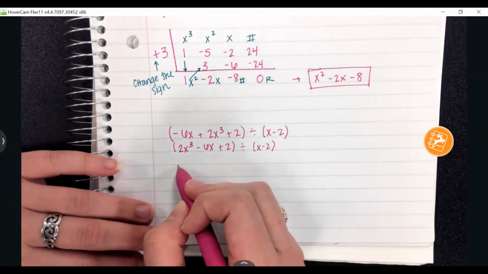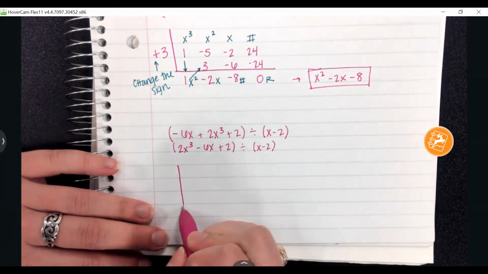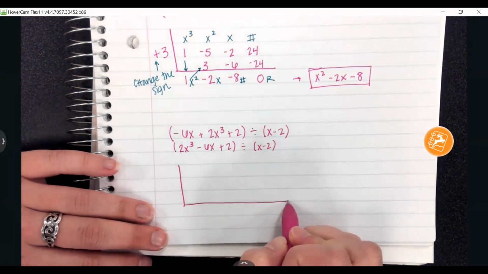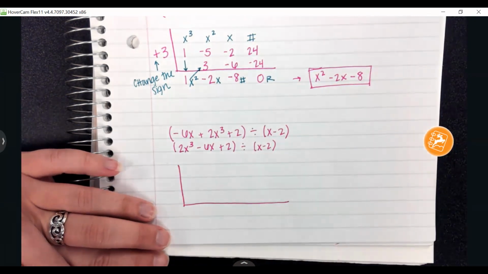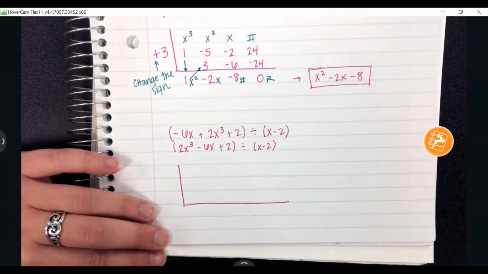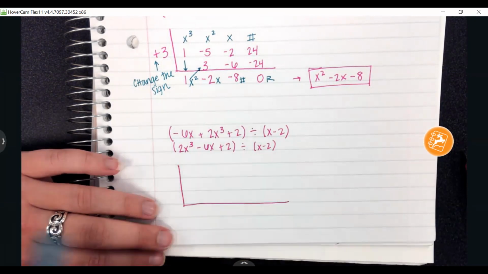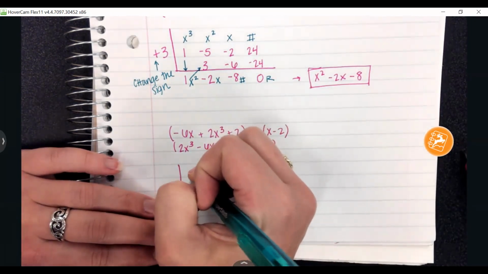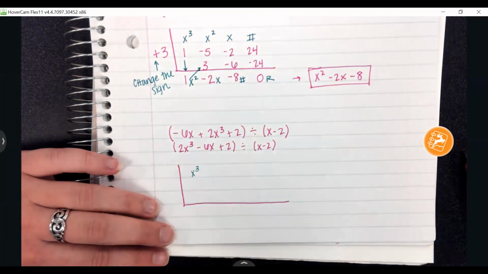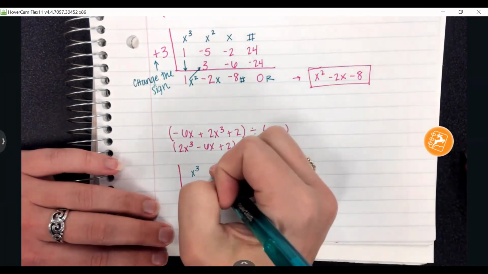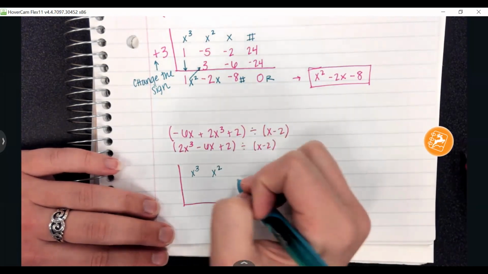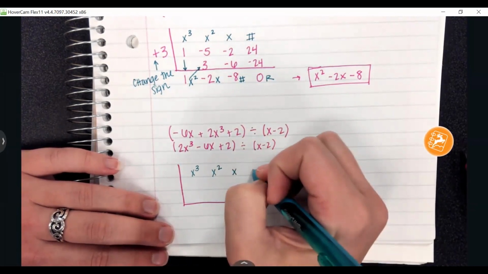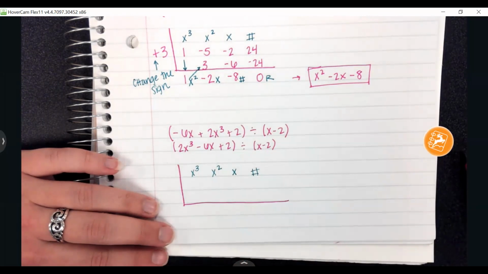So let's make our L 3 lines long. Even though it's missing, we're going to make our L, because watch what we're going to do. We just know in our brain it's missing something. That should be a red flag to us. Okay, what is my largest exponent? X cubed. So I'm going to write x cubed. What has to come after x cubed? X squared, then x, and then a number.